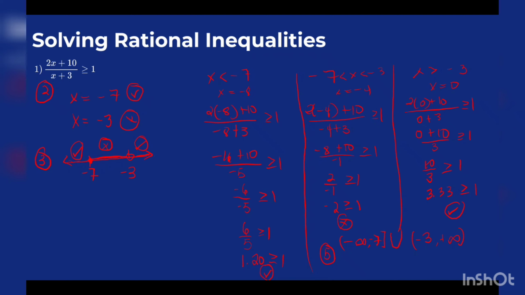So this is how we write the interval notation. And then for the set notation, we can just write x is less than -7 and x is greater than -3.